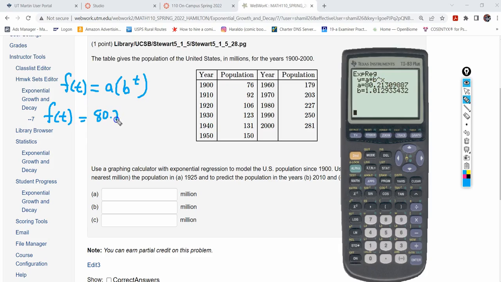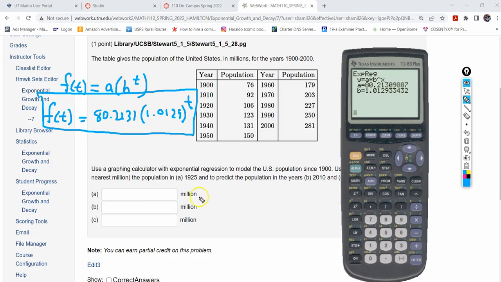80.2131. Then times b, which I want to take to 4 decimal places, 1.0129. Okay, so this is my equation with respect to t, and this is what I'm going to use to answer these. And notice they give me the word million.